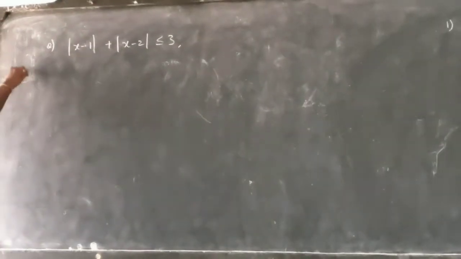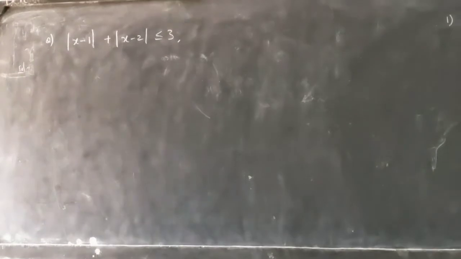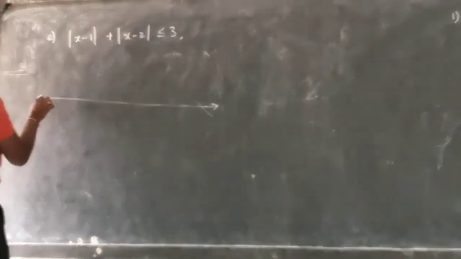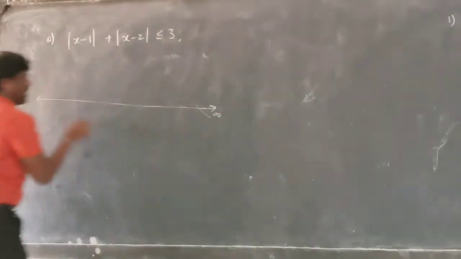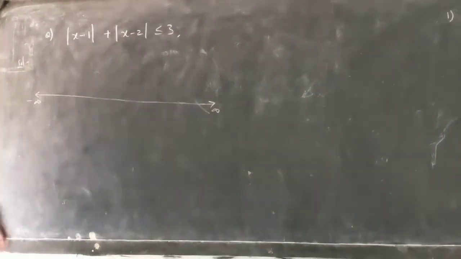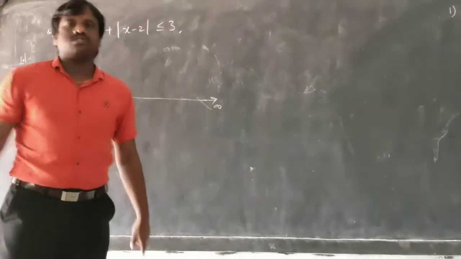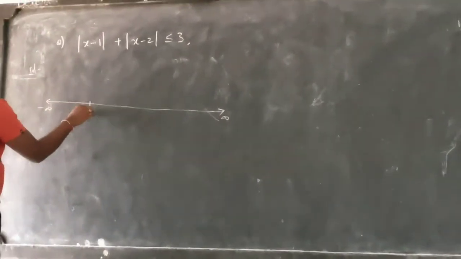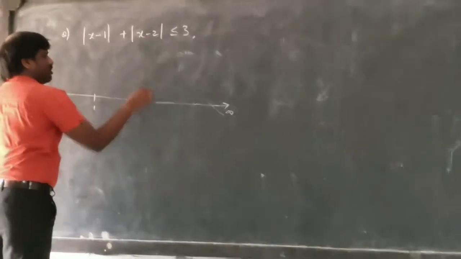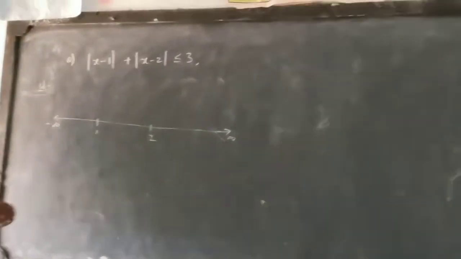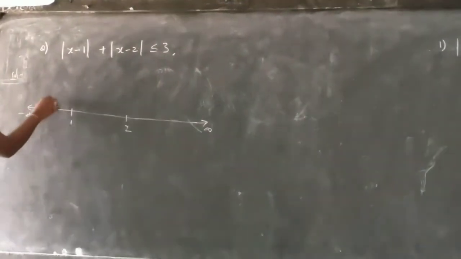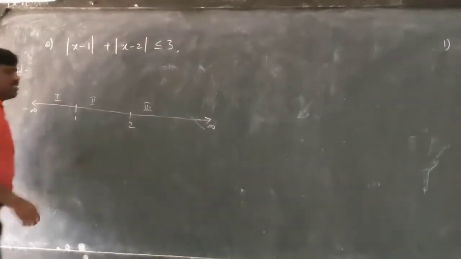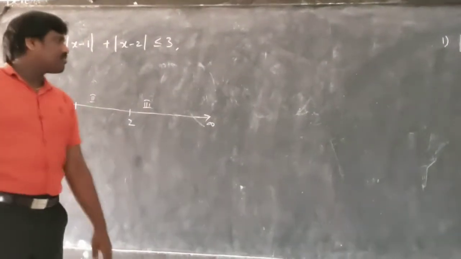The solution will be like this. First of all, you have to draw a number line. Mention infinity and minus infinity. After that, mention the zeros on the number line. What are the zeros here? X minus 1 zero is 1. X minus 2 zero is 2. So this is divided into how many parts? 1, 2, 3 parts. So it is divided into 3 parts.